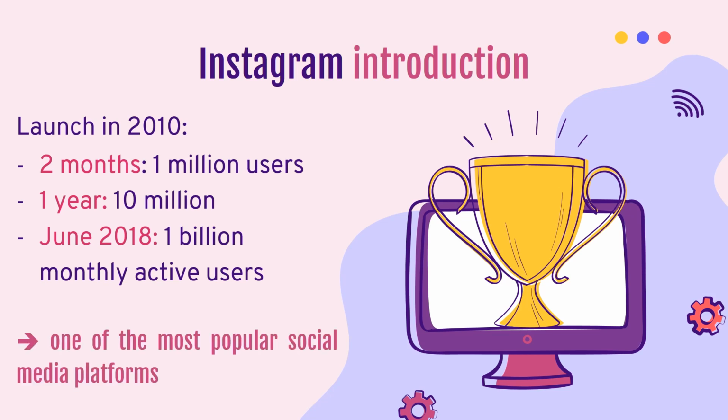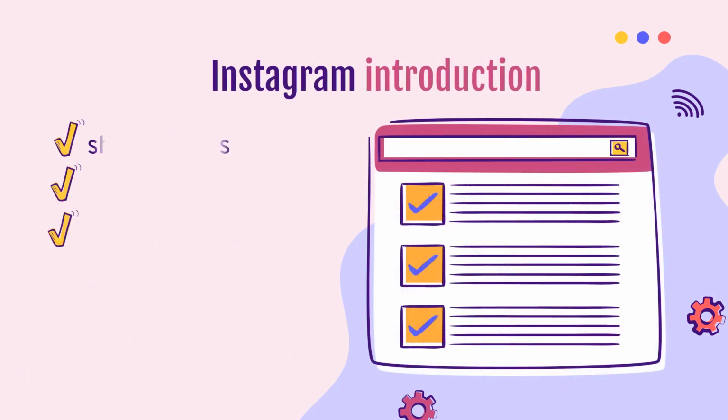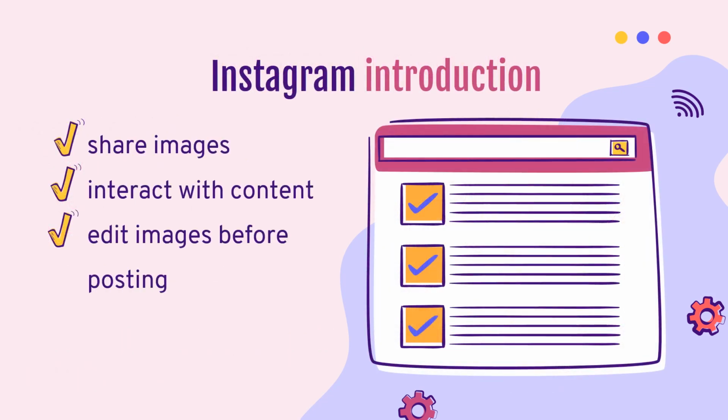With over 1 billion monthly active users, Instagram has become one of the most popular social media platforms in the world. The app allows individuals to share images as well as interact with content posted by their family, friends, and celebrities. Similar to traditional media like magazines, in which models are frequently photoshopped, individuals can edit images of themselves before posting on Instagram, thus showing an idealized version of themselves.